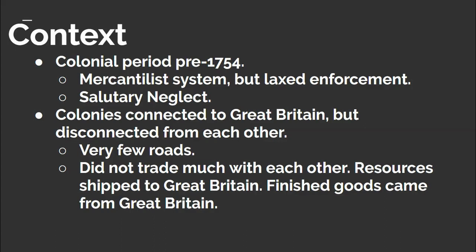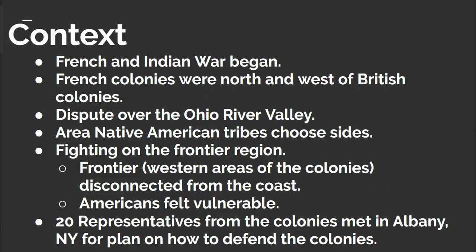Even with salutary neglect, the colonies were very much connected to Great Britain, as many of their resources went to their mother country, and most of the finished goods that were bought and sold came from Great Britain. However, the colonies were fairly disconnected from each other. There were very few roads between the colonies and not much trade between them. Now let's narrow in on the developments around 1754. In that year, the French and Indian War began, which was a major war between Great Britain and her Indian allies against the French and their Indian allies.